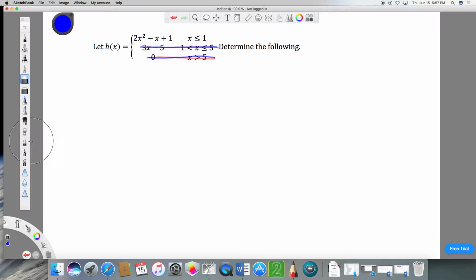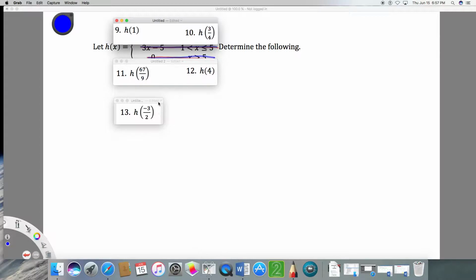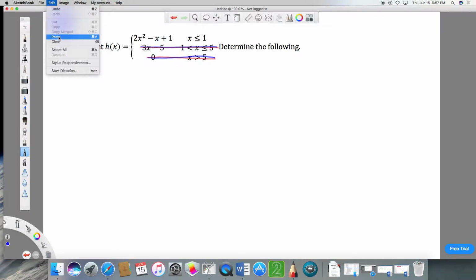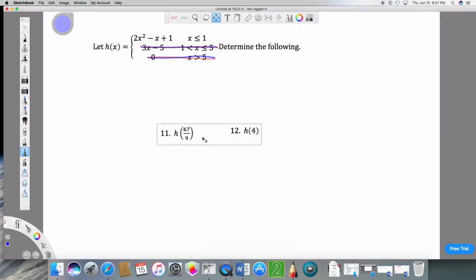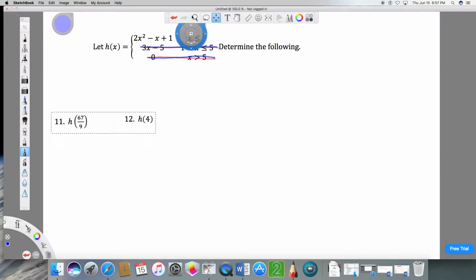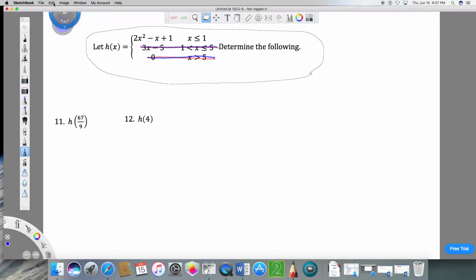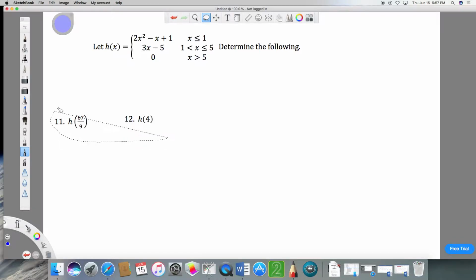All right. Let's take a look then at 11 and 12. I wonder if it will let me delete those lines that I crossed over there. Yeah. All right. I'm getting used to the software. I didn't know if it would let me do that.